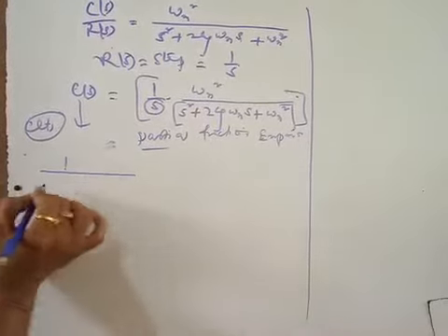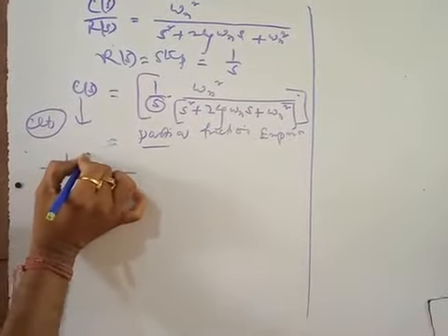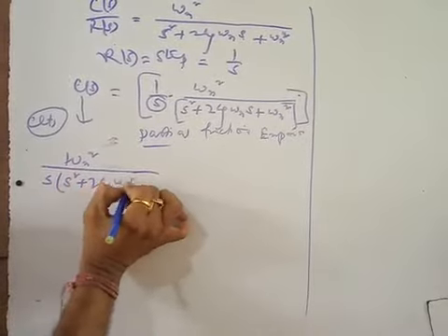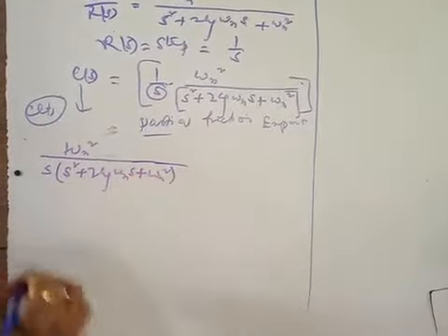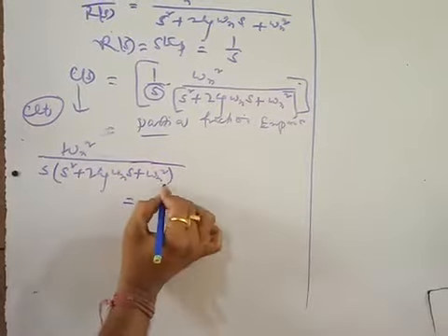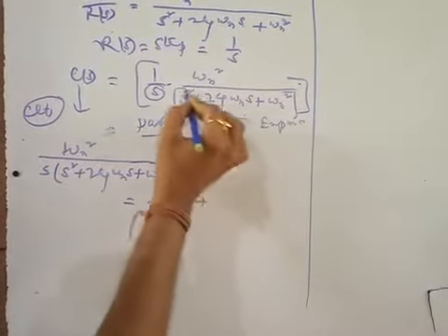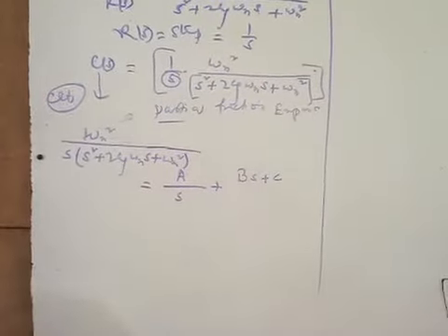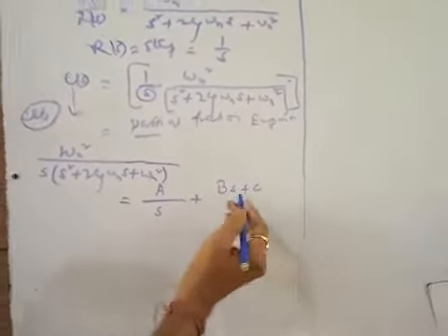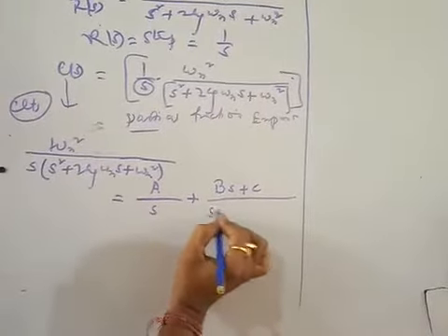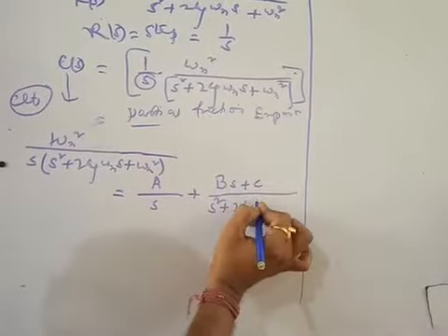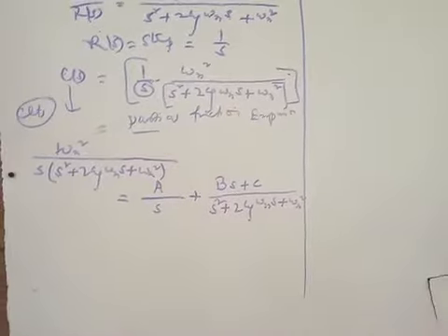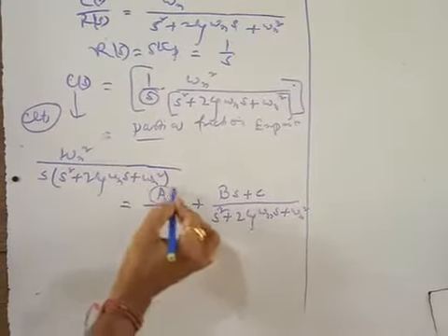So you can write omega n square over s into s square plus 2 xi omega n s plus omega n square as A by s plus, due to this second order part, you have to write Bs plus C over s square plus 2 xi omega n s plus omega n square. There will be two residues B and C. So how can you get the value of residues like A, B and C?